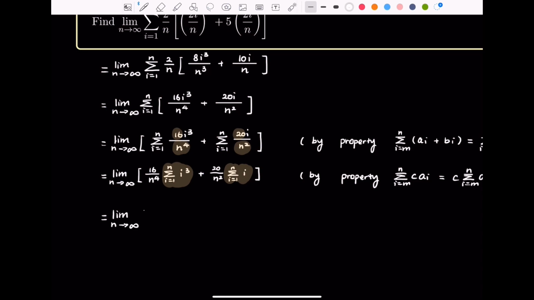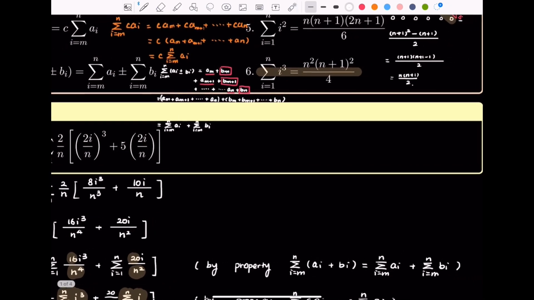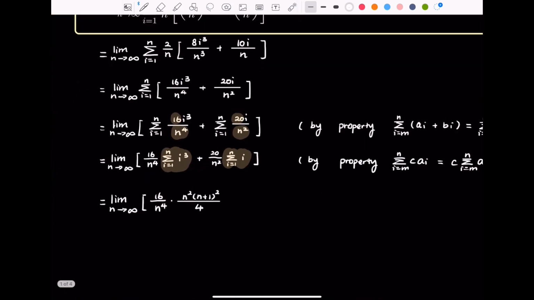Then I'm going to be left with 16 over n to the power 4 multiplied by n squared times n plus 1 squared, over 4, because that's my formula. In case you don't remember, I'll let you see again. And then plus 20 over n squared multiplied by n times n plus 1 over 2.